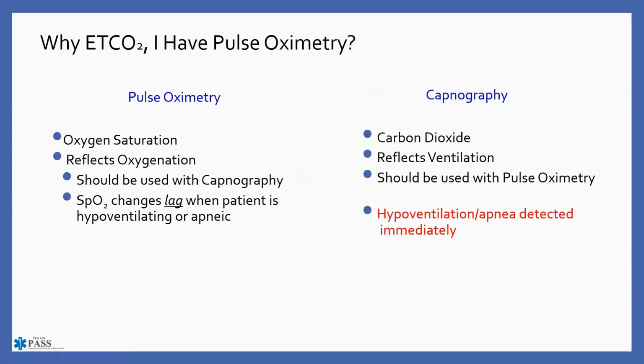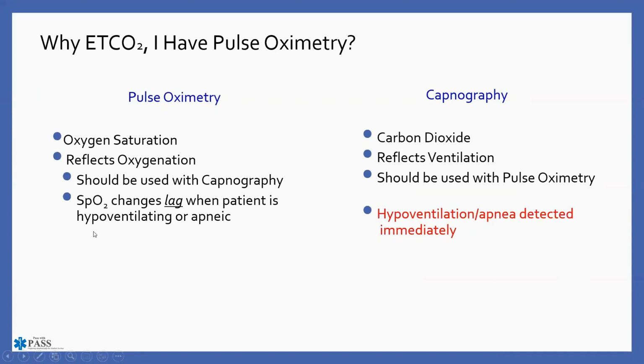So why end-tidal CO2 when you have pulse oximetry? Well, pulse oximetry looks at oxygen saturation, and it only reflects what oxygenation is. Remember that oxygenation with pulse oximetry, we're looking at one of those 4 binding sites on your hemoglobin. So we say it should be used with capnography. So I'm not saying eliminate pulse oximetry in total. I'm saying keep them on pulse oximetry, but use it with capnography.